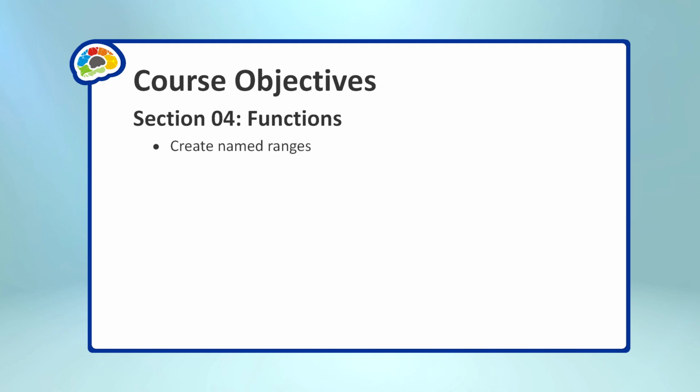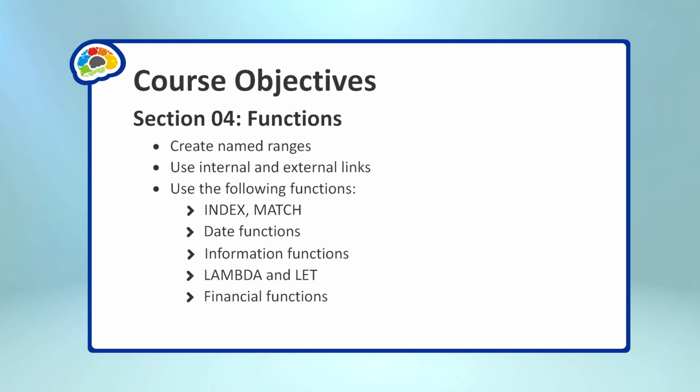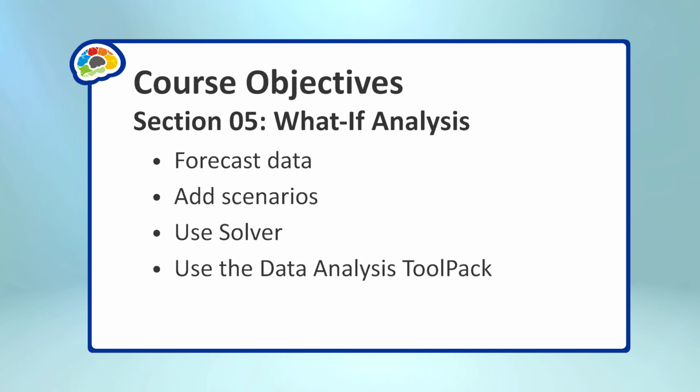We'll start with named ranges and internal and external links. Then we'll use index, match, date functions, and information functions. We'll also use lambda and lead and financial functions, as well as looking at the evaluate formulas and the watch features. Then we'll look at what-if analysis, including forecasting, scenarios, solver, and the data analysis tool pack.